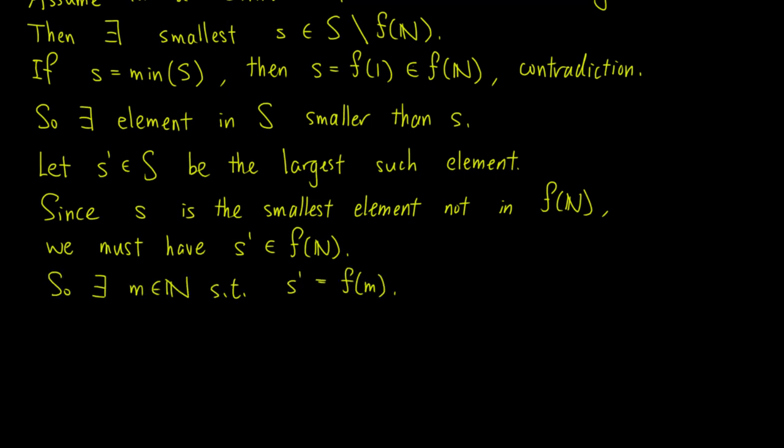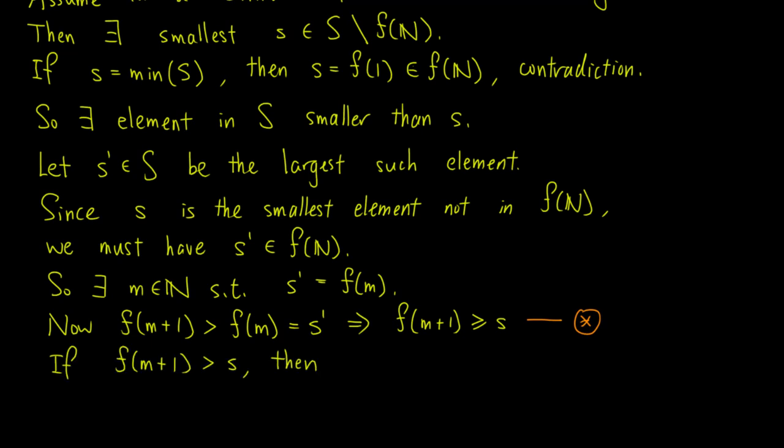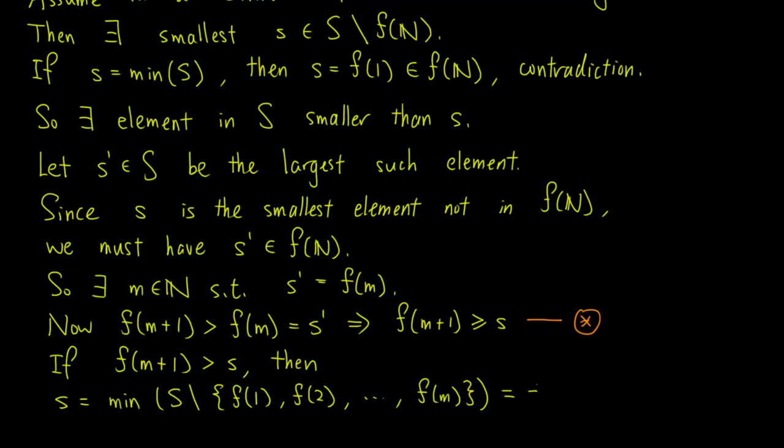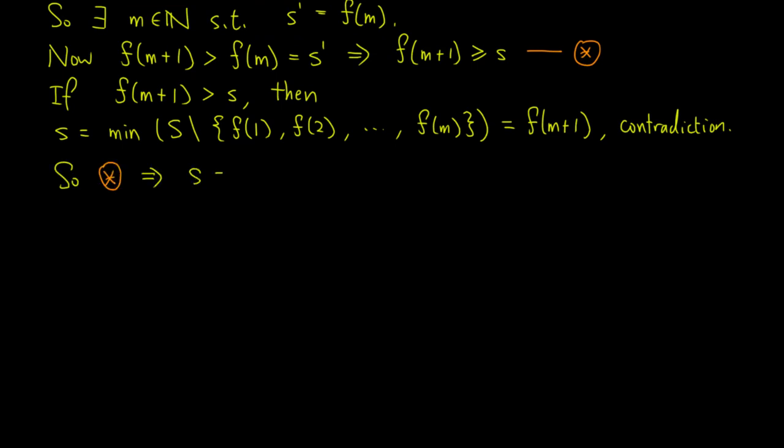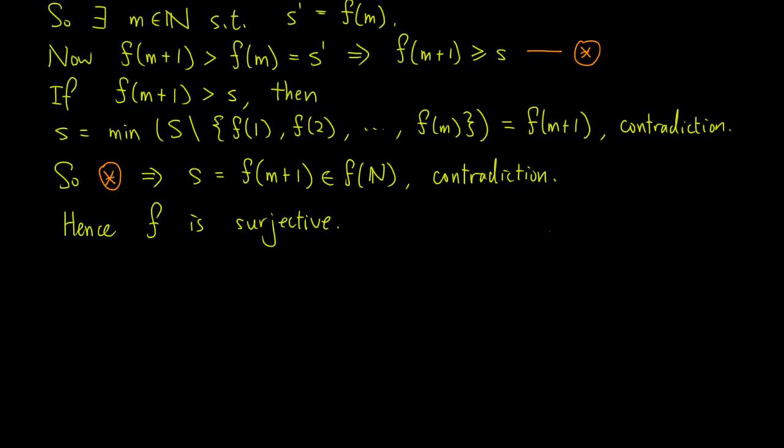So there exists a positive integer m such that s prime is f of m. Now f of m plus 1 is greater than f of m, which is little s prime. This implies that f of m plus 1 is greater than or equal to little s. Let's call this star. If f of m plus 1 is greater than little s, then little s is the minimum element of S taking away f of 1, f of 2, up to f of m. That means that little s is f of m plus 1, which is a contradiction. So star implies that little s equals f of m plus 1, which is in the image of f. Again, a contradiction. This shows that f is surjective, and this completes the proof.